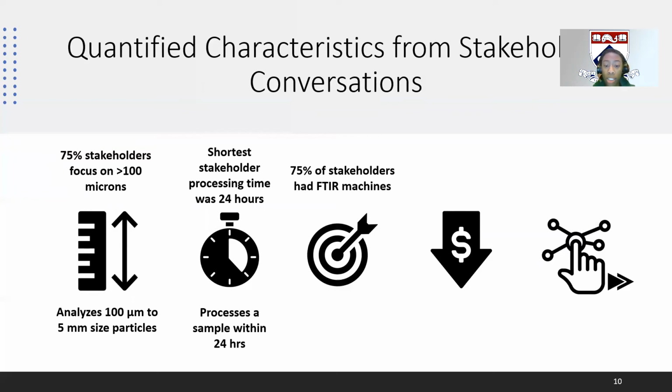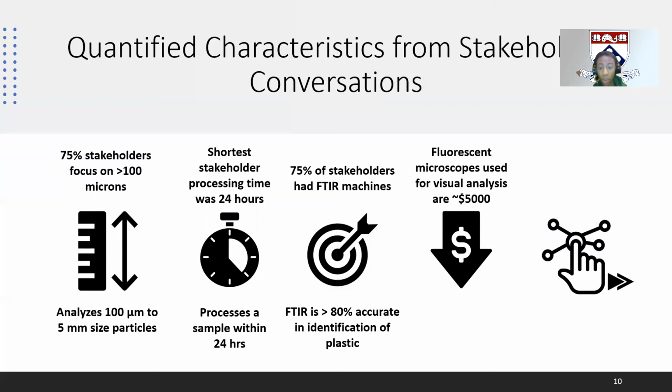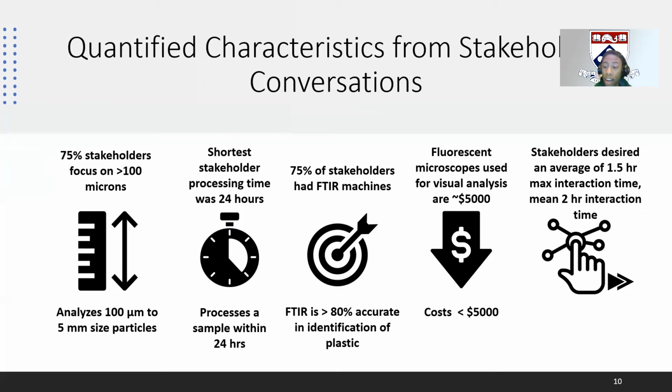We realized that 75% of stakeholders had FTIR machines, and from those stakeholders, we learned that FTIR is about 80% accurate in the identification of plastics. We learned this from some of their papers along with some of their communication with us. We also learned that in visual analysis, fluorescent microscopes are often used in order to identify plastics that are dyed with fluorescent dye, and those microscopes are normally around $5,000. So we decided our cost should be less than $5,000. And stakeholders desired an average of about 1.5 hours as their max interaction time with the device, with a mean of 2 hours.